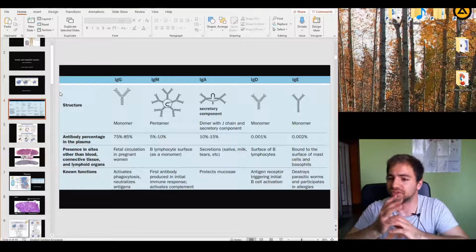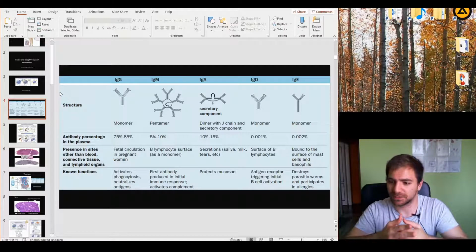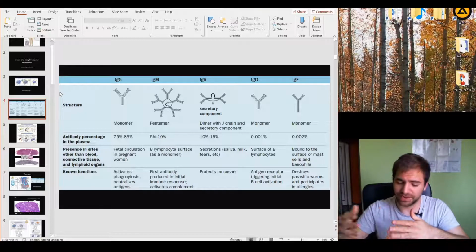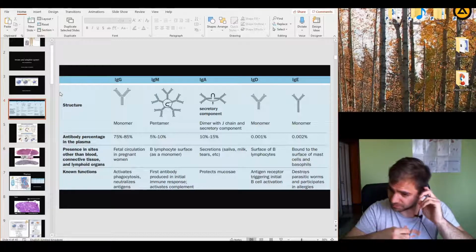Now, we've already discussed the IgE, and we said that the IgE is present typically on the surface of mast cells and basophils, and in this case, this is mostly related to their reactions against parasites and worms, and most importantly, it participates in allergic reactions. Lastly, we have the IgD. This is the rarest form of the antibody, and this is simply present on the surface of B lymphocytes.